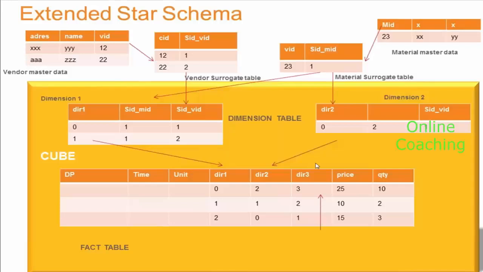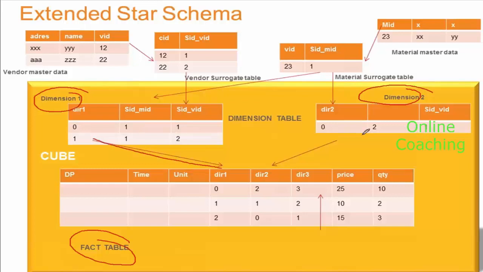Then what is the solution for this? Extended star schema. What is extended star schema? It is very simple. I have a fact table inside my InfoCube, connected with the dimension 1 and dimension 2 tables. So I have dimension ID 1 here, dimension ID 2 here. If you have a dimension 3, you can connect to 3. Then I have the transaction data.